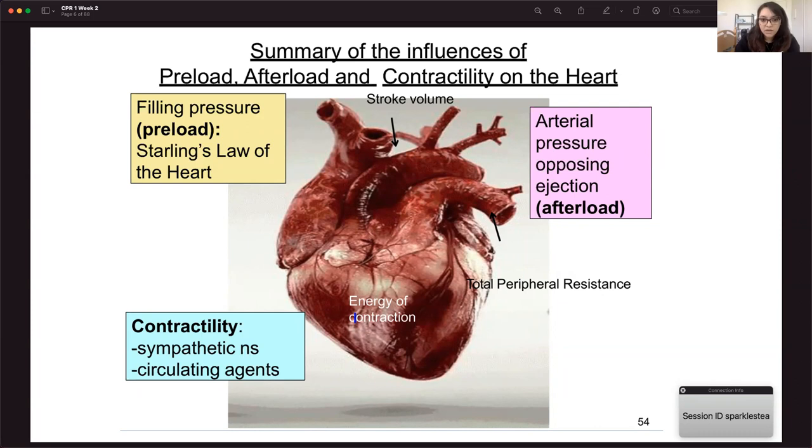And then afterload is going to be your arterial pressure that's opposing ejection. So if I'm going from my left ventricle out into the aorta, then I need to overcome the aortic pressure in order to move that blood in the left ventricle out into the systemic circulation. And that's your concept of afterload. And then contractility is going to be influenced by your sympathetic nervous system and also circulating agents. But contractility is pretty much how much of a contraction are you getting? Is it going to be a stronger contraction, a weaker contraction? And then you guys learned other things that are going to influence all of these aspects.